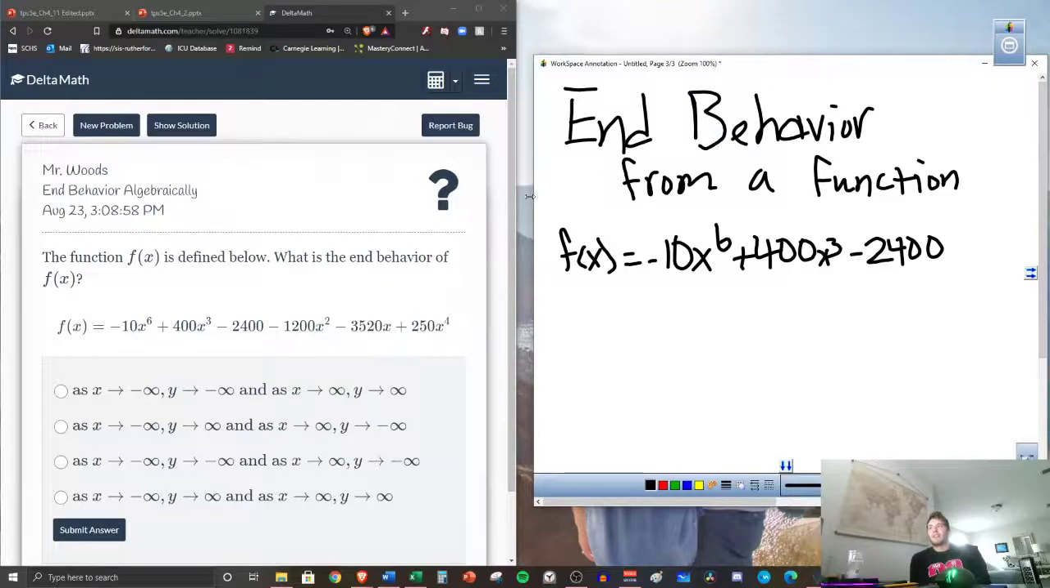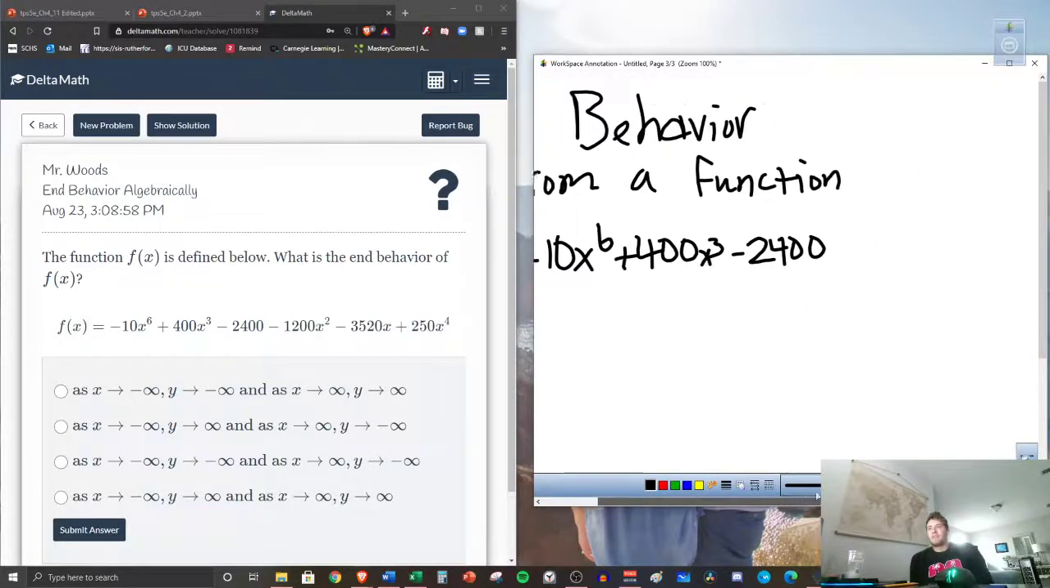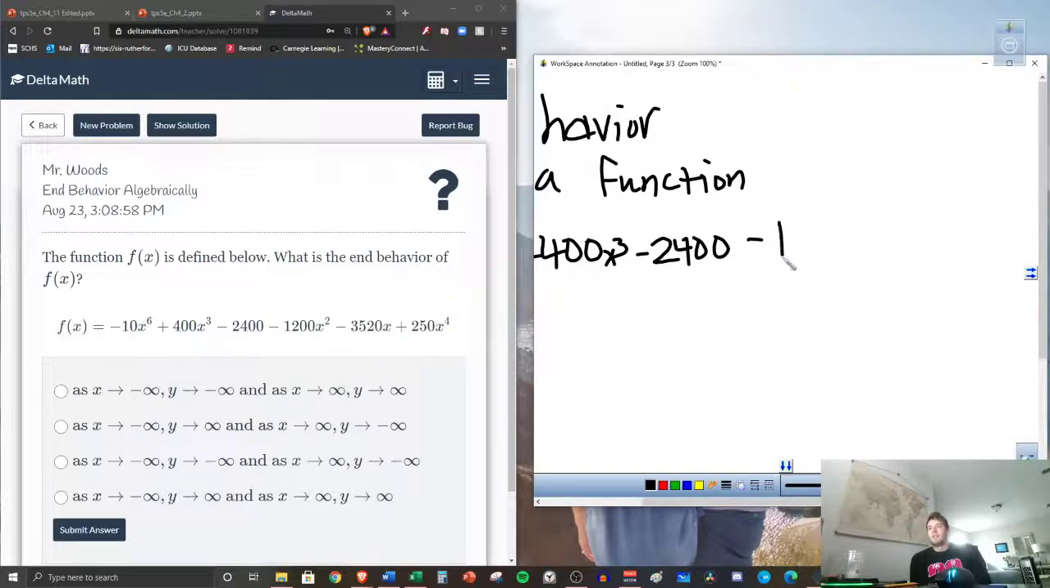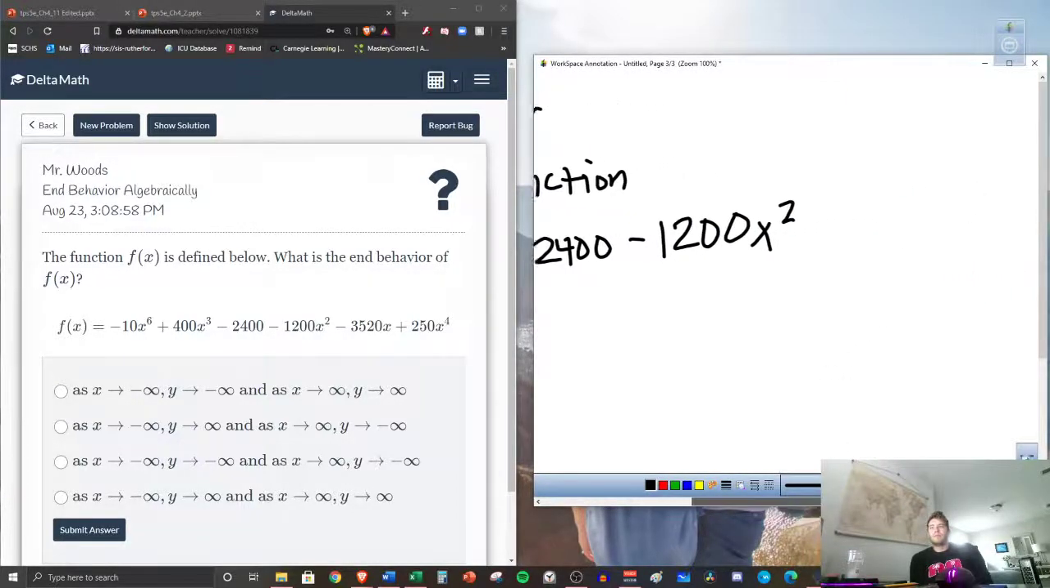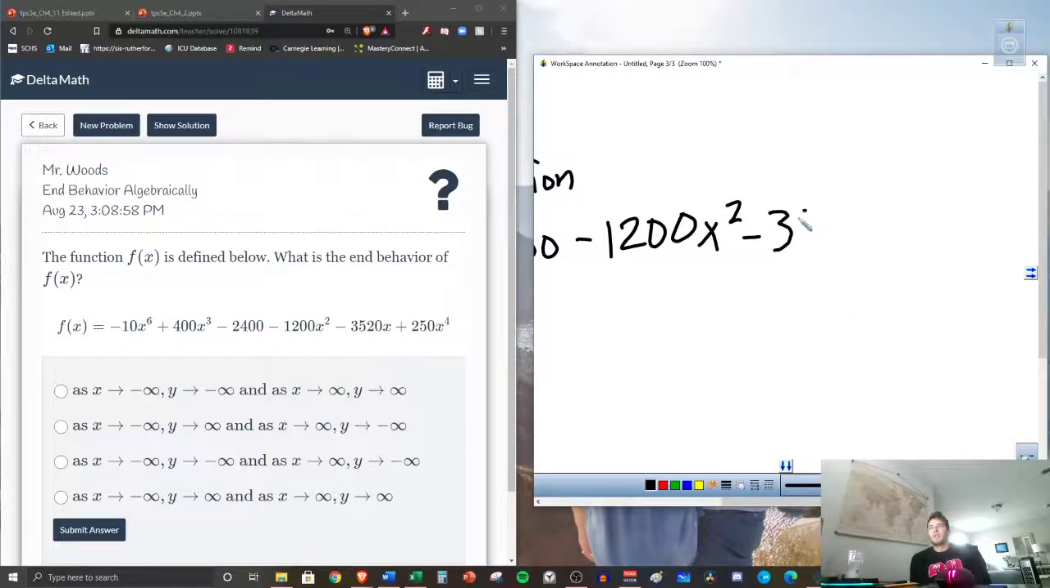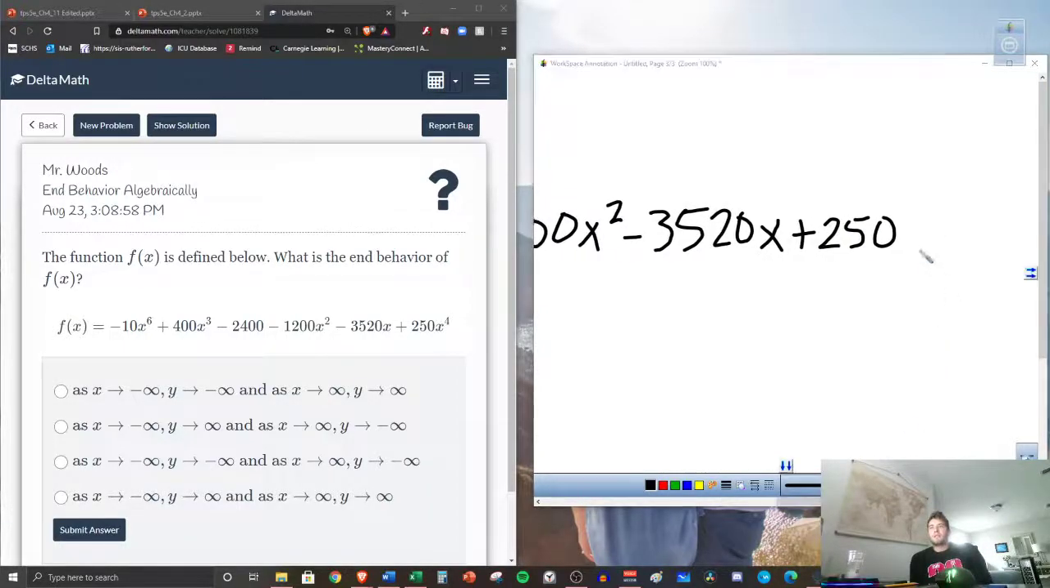Let me go ahead and give myself some more space here. Minus 1200x squared minus 3520x plus 250x to the fourth. What a long equation.